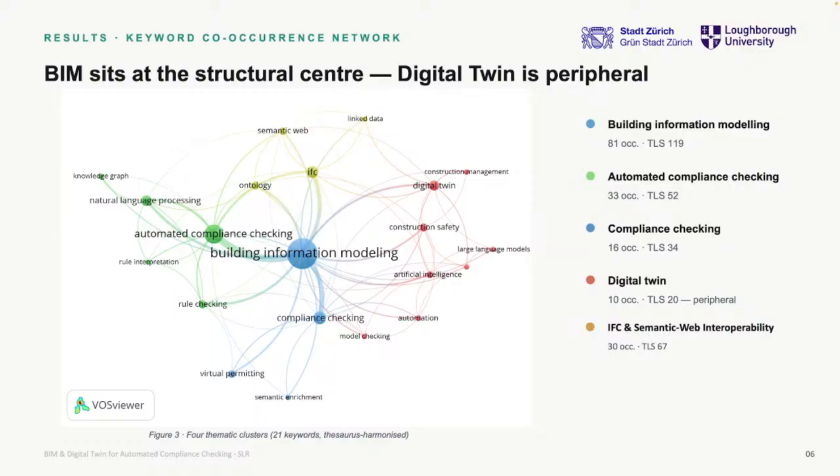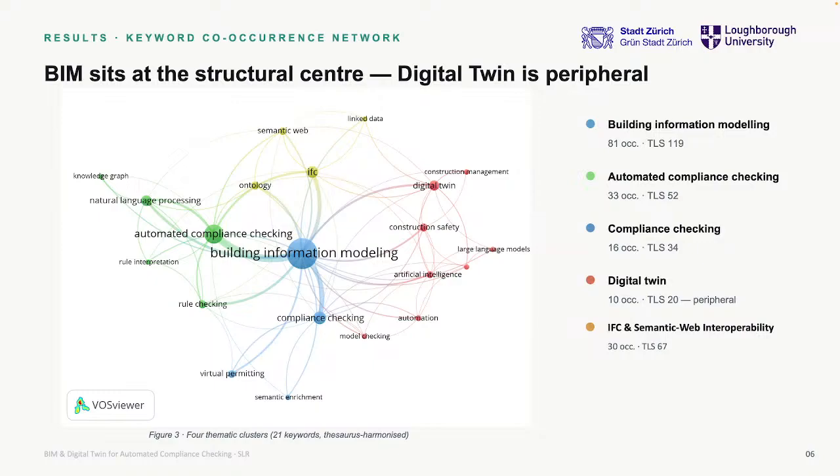Based on that, the keyword analysis shows us that building information modeling is still the central frontier. If we look at the occurrence and the total link strength that I propose, we can identify about 5 core terms that are represented: building information modeling, automatic compliance checking, and there is a good reason why I separate the two, because here we're talking about rule-based, and here we're talking about manual. Digital twin and IFC semantic web interoperability.